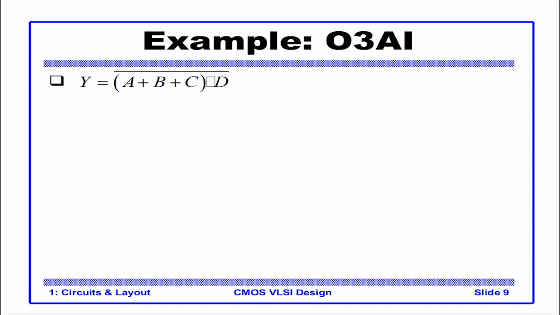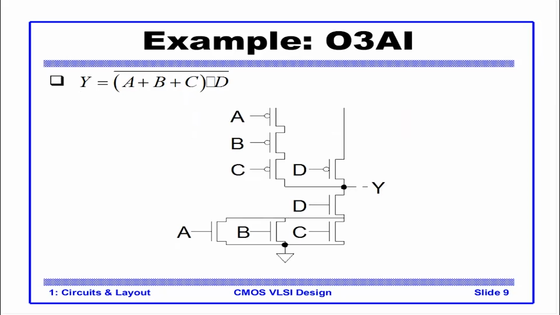What O3AI means is OR of 3 inputs, and the output of that will be ANDed to one more input, and invert is the default. The logic function is Y equals the complement of (A plus B plus C, OR of all these, and into D). So this is the circuit.